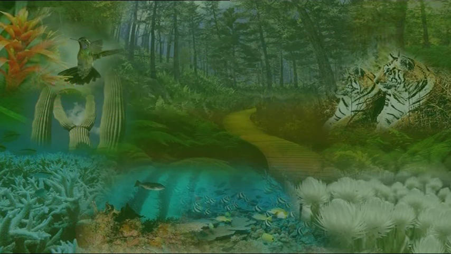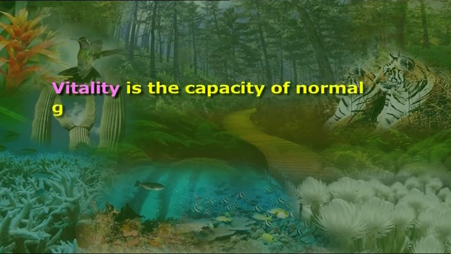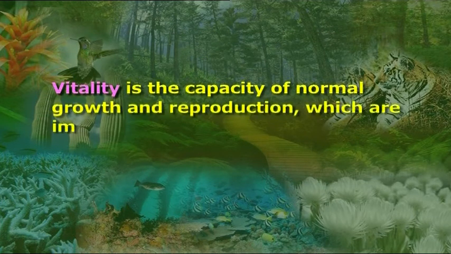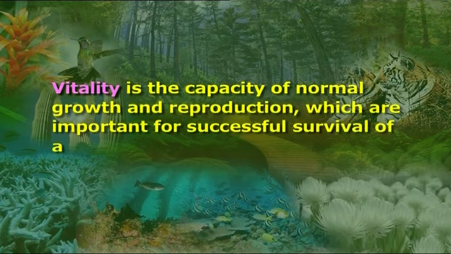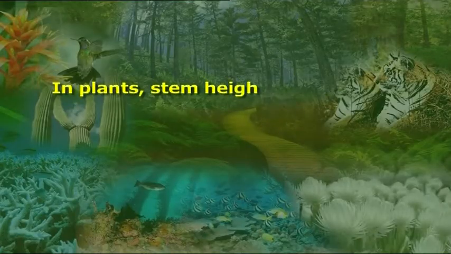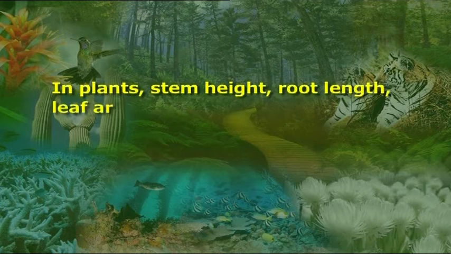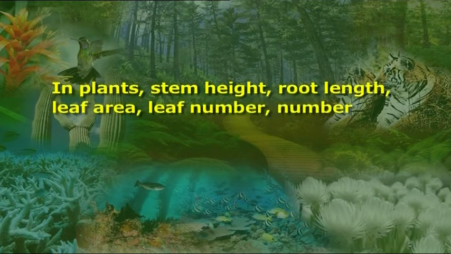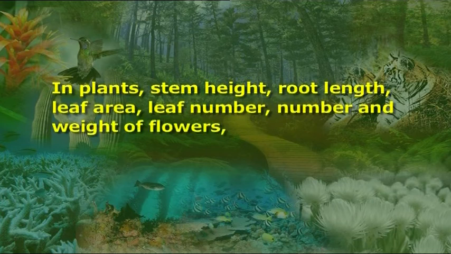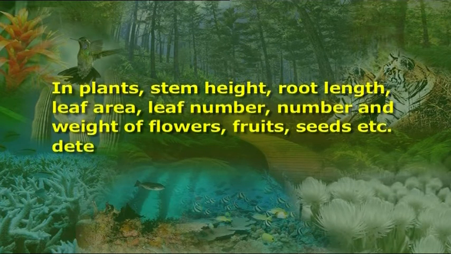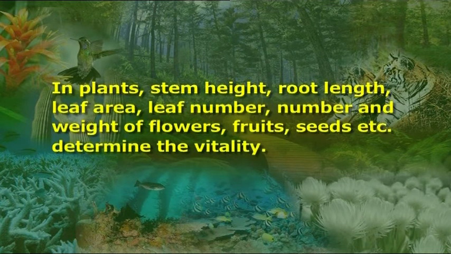Vitality. This is the capacity of normal growth and reproduction, which are important for successful survival of a species. The vitality depends upon weight of species. In plants, it is judged by stem height, root length, leaf area, leaf number, number and weight of flowers, fruits, seeds, etc.